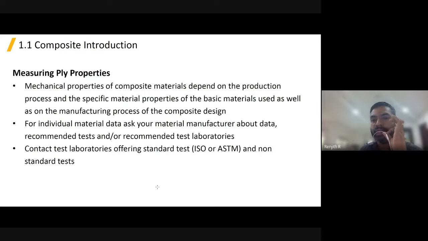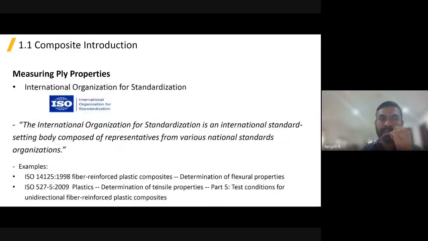Either you can do an experiment or you can take it from an authentic journal, which means a peer reviewed or a standard journal. Those data you can take, but I personally prefer to do experiments. Then only you will get the feel for how it is calculated. Normally, we will adopt two standards, ISO or ASTM. ISO means International Organization for Standardization.